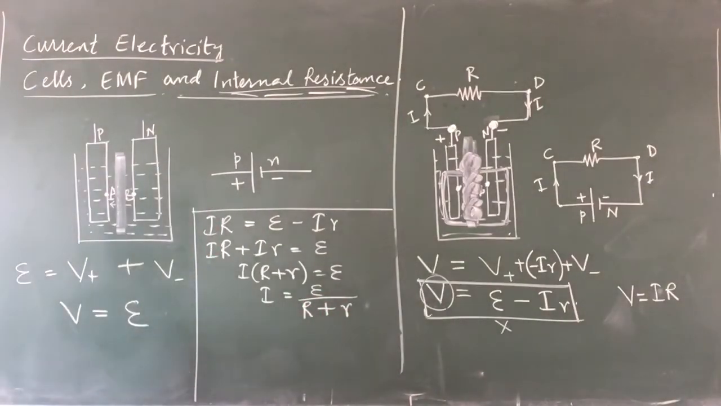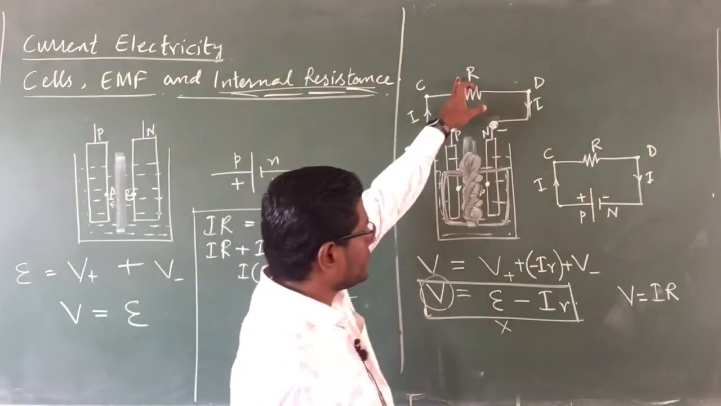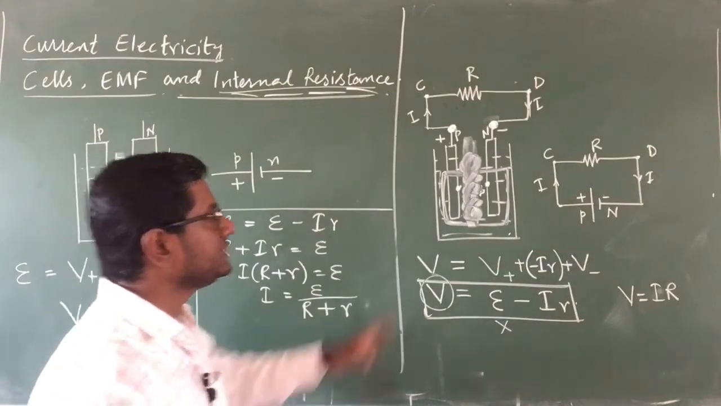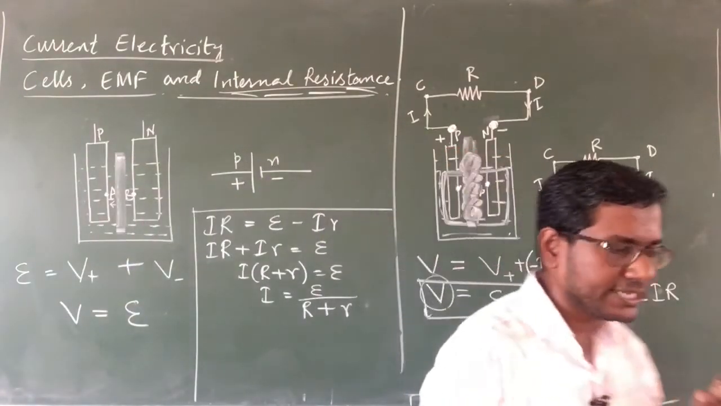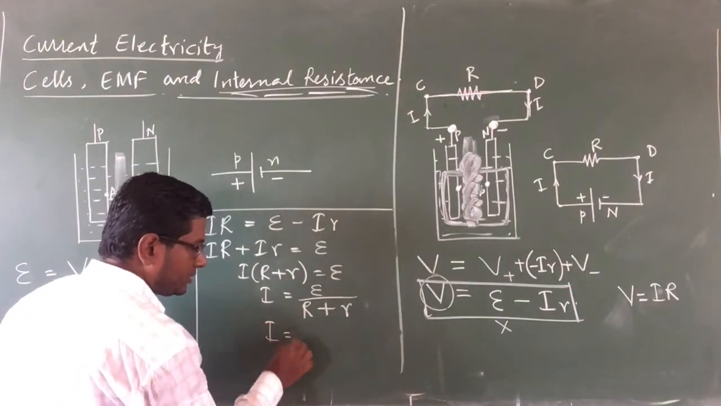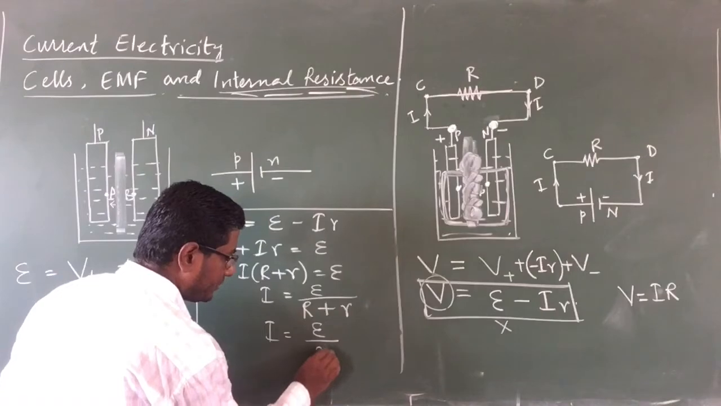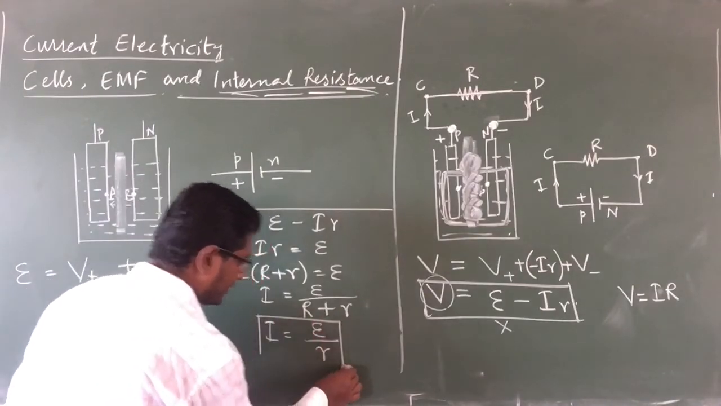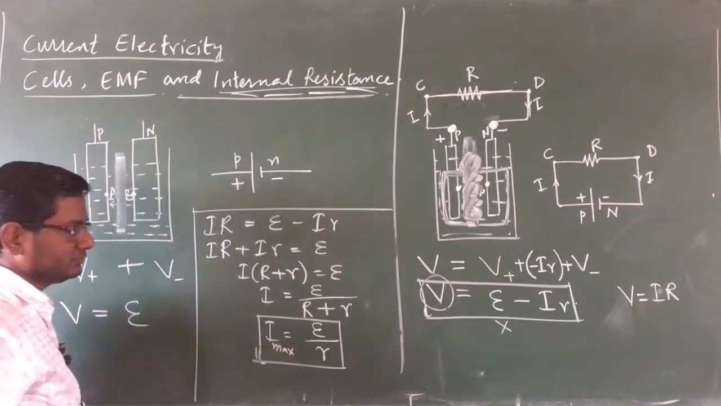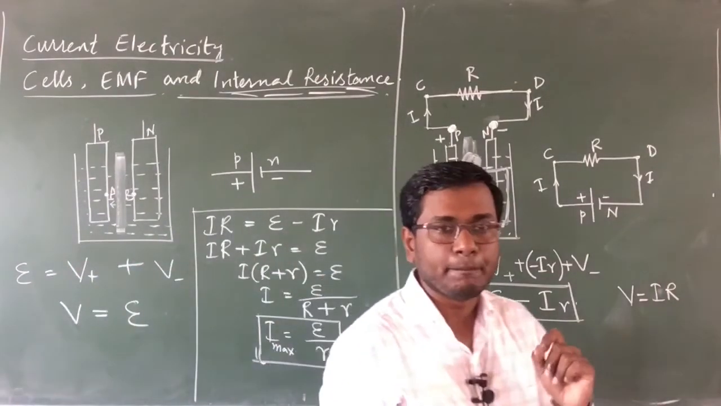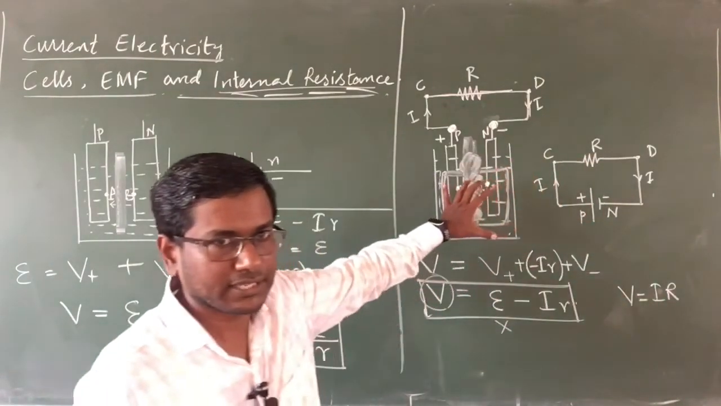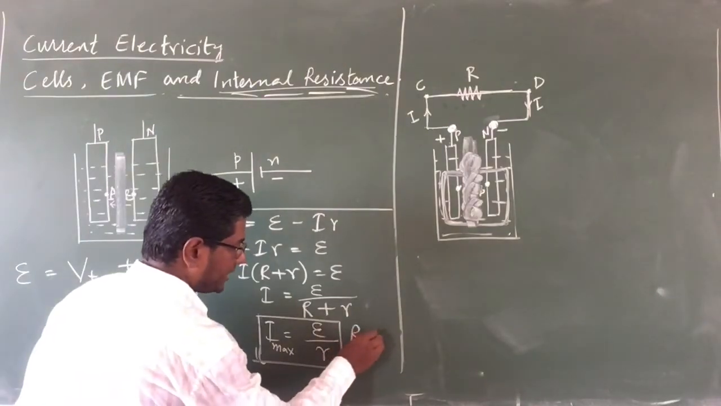Ideal case would be that the external resistor should become 0. If that happens, then we will call this setup a short circuit. In that case, I will be equal to epsilon divided by only small letter r, and this is the equation for I max. So what is I max? It is the maximum current that can be supplied from this cell. This is the case when R became equal to 0.